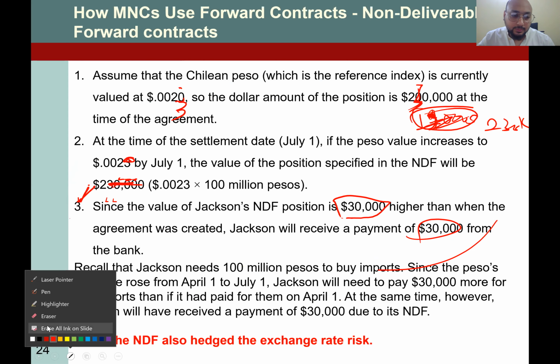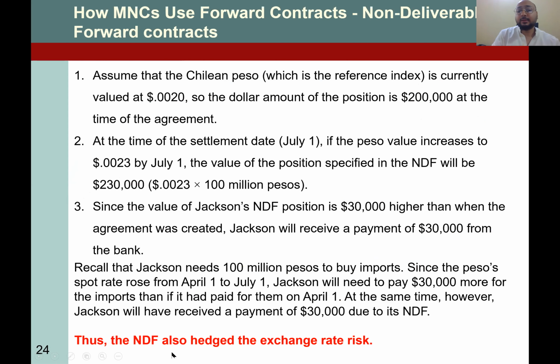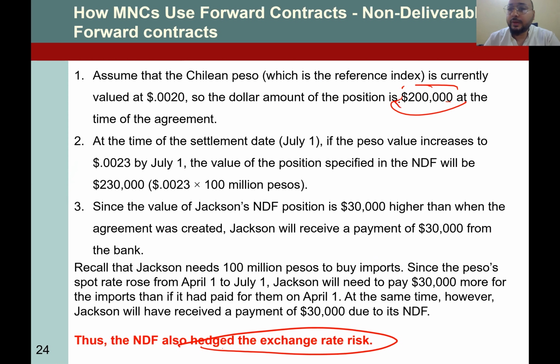Let me just clear this mess here. So in this case, NDF also hedges the exchange rate risk. In no case in this situation is your cash outflow above 200,000 from your own pocket. 30,000 is contributed by the bank, right? So by entering into this contract, you save your 30,000 payment because the 30,000 is now paid by the bank.